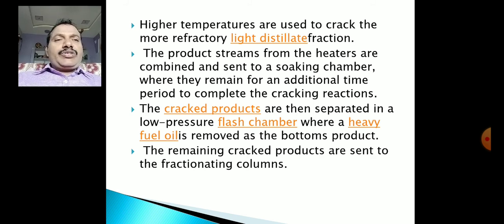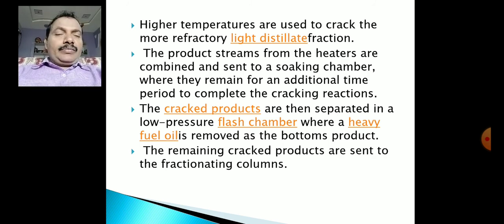The product streams from the heaters are combined and sent to a soaking chamber where they remain for an additional time period to complete the cracking reactions. That means the streams from the heaters are combined in the soaking chamber, so that sufficient time is taken here for the efficient cracking of the product.